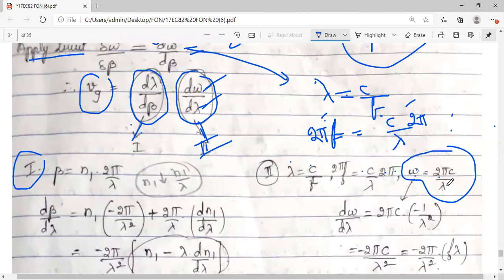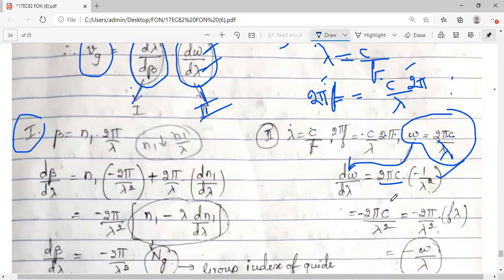So let us focus on only the second part, this one which we have got now. Differentiate this equation with respect to lambda. Lambda is in the denominator. d omega by d lambda is equal to 2 pi c. All the values are constant, keep them outside. What is the differentiation of 1 by x? It is minus 1 by x square. So here, minus 2 pi c by lambda square, right?